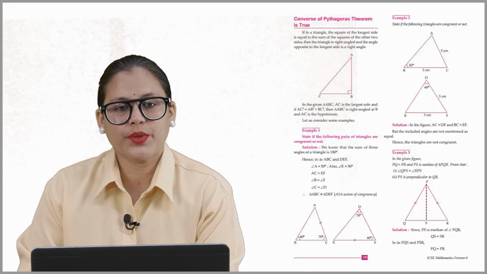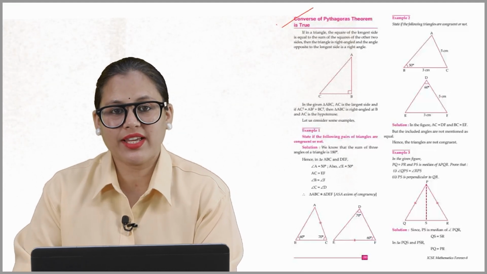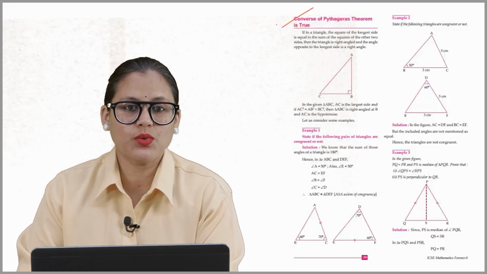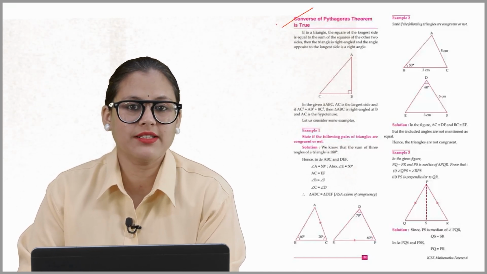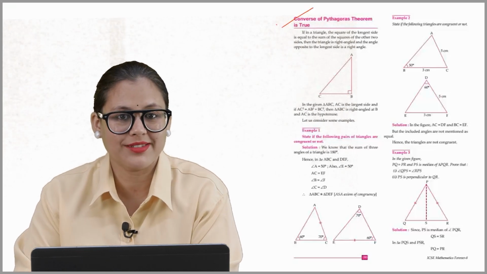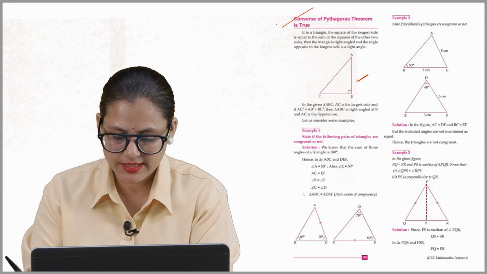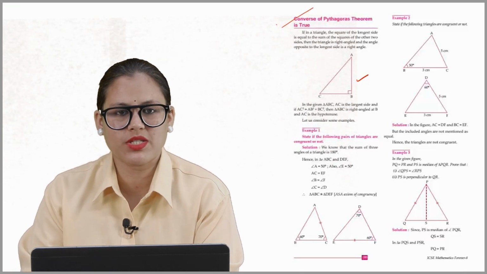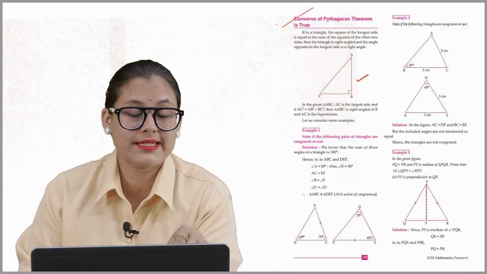The converse of Pythagoras theorem is true. If in a triangle the square of the longest side is equal to the sum of the squares of the other 2 sides, then the triangle is right angled and the angle opposite to the longest side is a right angle. So, in the given triangle ABC, AC is the longest side and AC square is equal to AB square plus BC square. Then triangle ABC is right angled at B and AC is the hypotenuse.